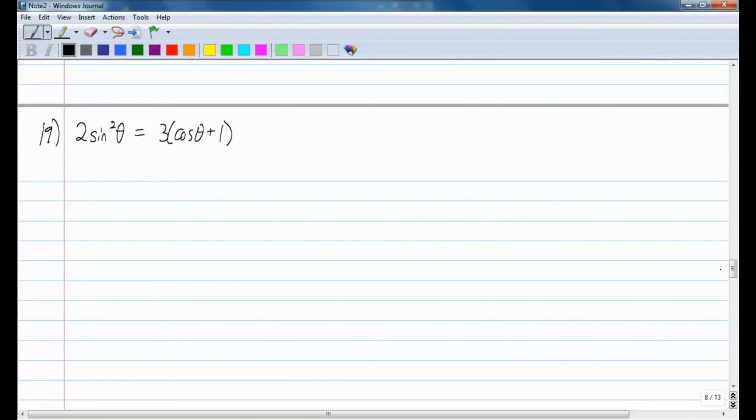Number 19. Right away I see I have a squared term and a term to the first power, so I may be thinking factor. But then I notice that my trig functions are different. I have a sine squared and a cosine to the first. Anytime your trig functions are different and one of them is squared and one is to the first, you need to use a Pythagorean identity. The Pythagorean identity we will use is sine squared theta plus cosine squared theta equals 1.